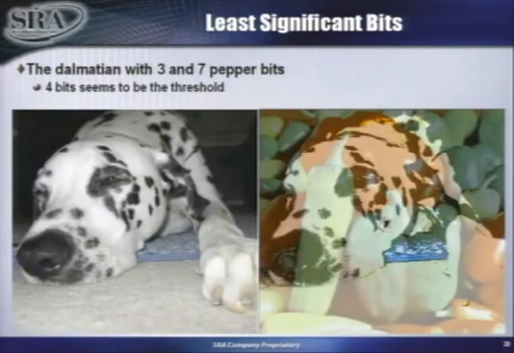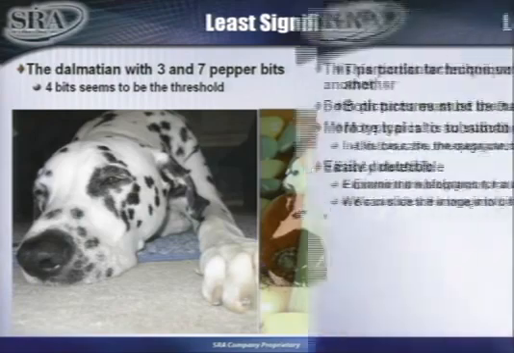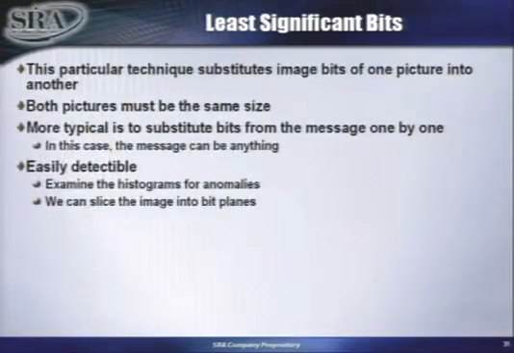Now, of course, with the Dalmatian, I tried it with 3 bits of the peppers in there, and you really can't see anything. That's the one on the left. And then, of course, 7 bits of peppers is very obvious with the Dalmatian as well. So in this case, both pictures have to be the same size, one simply replacing the other, and then it's very easily detectable.